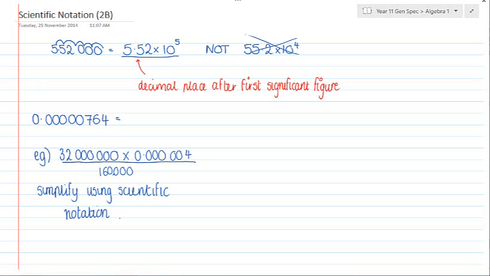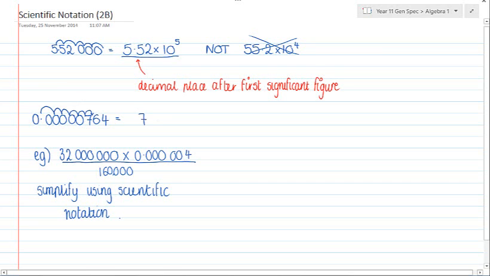Second example is where we've got a really small number, 0.00000764. We can also write that in scientific notation, 2, 3, 4, 5. We move it 6 decimal places to the right, so it would be 7.64 times 10 to the power of -6. And again, we don't write this as 0.764 times 10 to the -5. So always with that significant figure first, then the decimal place.